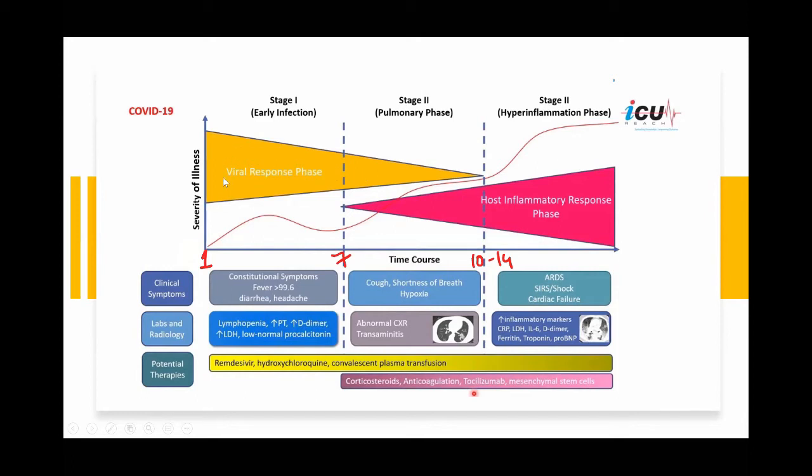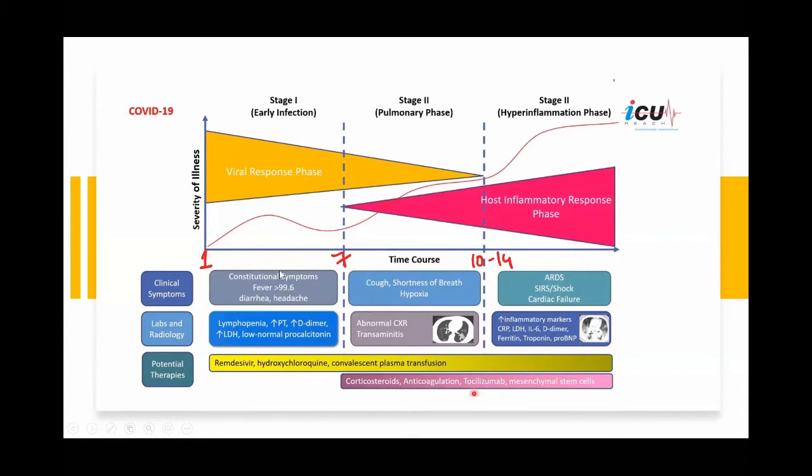Then my body will enter what is called the viral response phase. Now, what is happening is the virus is replicating inside my body. This phase is called the viremia phase. In this phase, I can get symptoms. If I get symptoms, I am a symptomatic patient. If I don't get symptoms, I am an asymptomatic patient, but I can still give coronavirus to many people.